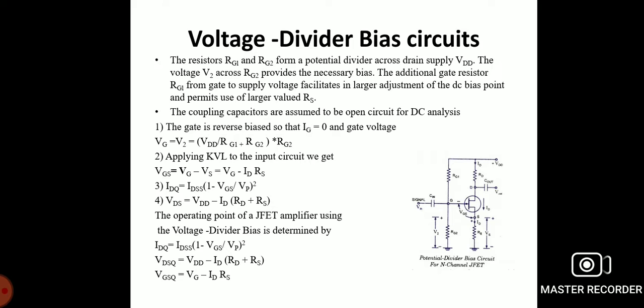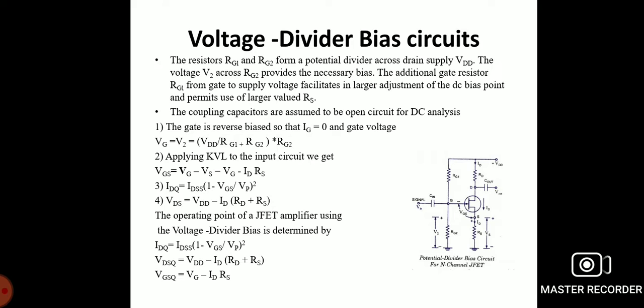Second condition, we apply Kirchhoff's voltage law to the input circuit. The gate source voltage is equal to Vg minus Vs, which is equal to Vg minus Id into Rs. Now what is the drain current of the output? The drain current is equivalent to the drain source saturation current IDSS into 1 minus gate source voltage divided by the pinch off voltage, whole square. And also the output voltage VDS is equal to VDD minus ID into RD plus source resistance.